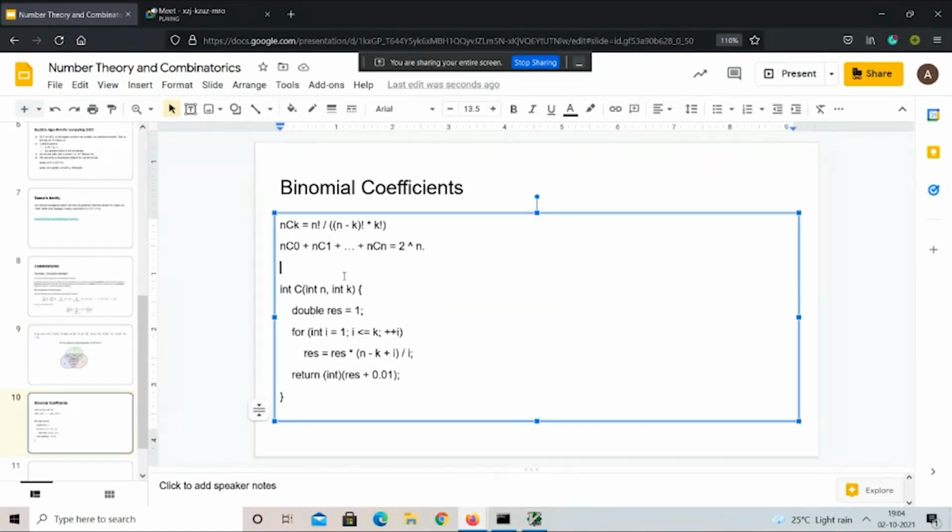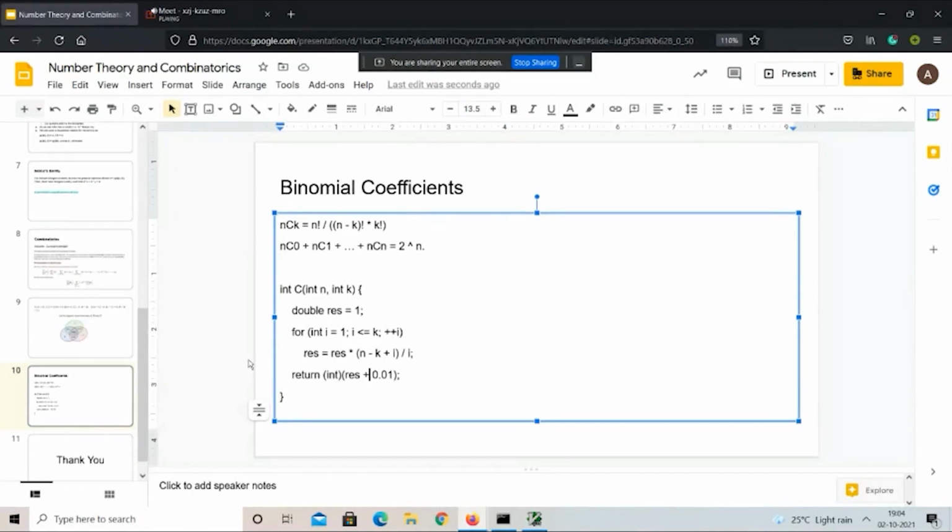Binomial coefficients again: NC0, NC1, definitely permutations and combinations. You might remember these things. So this is a pretty easy way to calculate NCK. Rather than computing n factorial, then k factorial and n minus k factorial, you can do this for calculating this value, and this will give an exact value. Exact precision is possible with this.